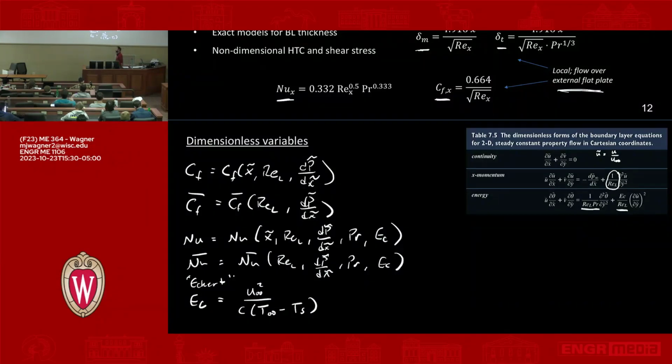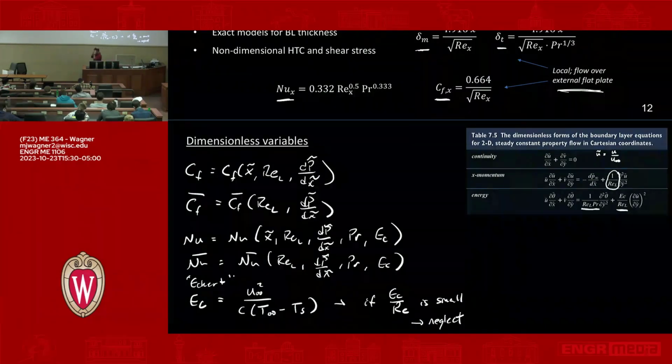So why do we care? Well, we want as simple a correlations as possible. So if I can somehow figure out that this Eckert number, or at least how it relates to the rest of the equation, is not important, then I can just neglect it from the correlations. So when is it not important? If EC over RE is small, then we can neglect the contributions of the viscous dissipation.